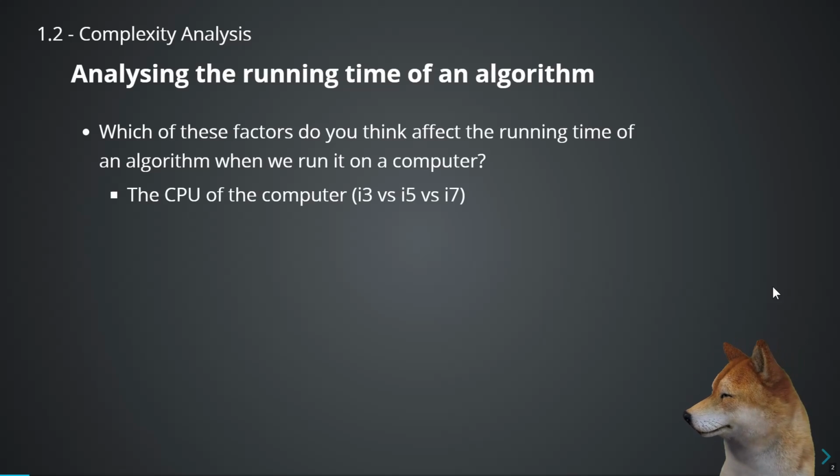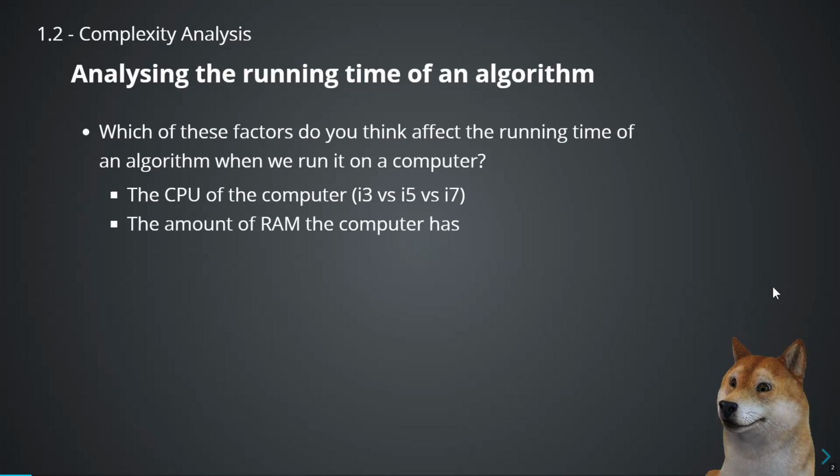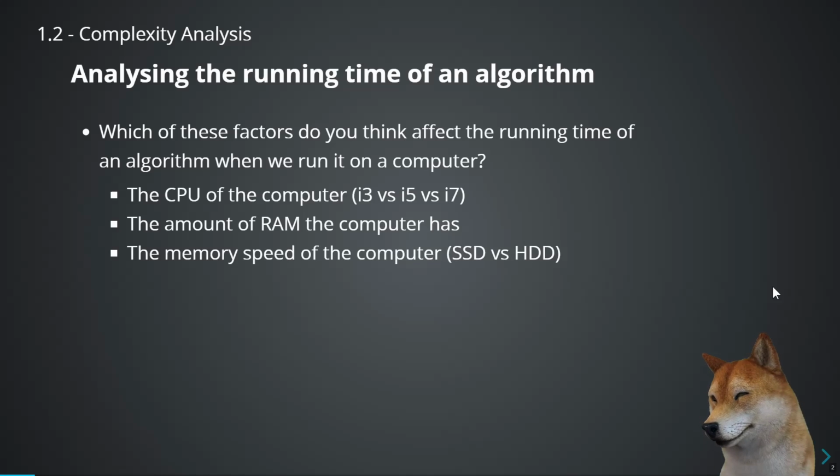Will the CPU of the computer make a difference? You're probably going to say yes. What about the amount of RAM that a computer has? If one computer has more RAM, we'll be able to run the algorithm faster. What about the memory speed of the computer? Let's say you have a different RAM speed, or one computer is running an SSD as opposed to a normal hard drive, would that make a difference?